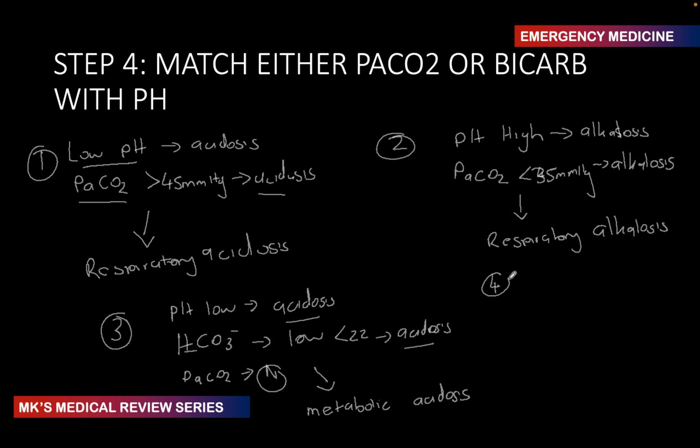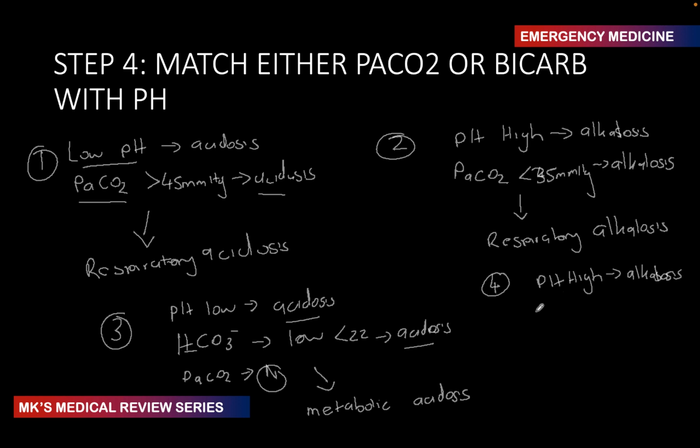Then our fourth and our last scenario in terms of matching our partial pressure of carbon dioxide as well as the bicarbonate to the pH. Now suppose we have a pH that is high, and remember that this pH that is high is going to be signifying an alkalosis.